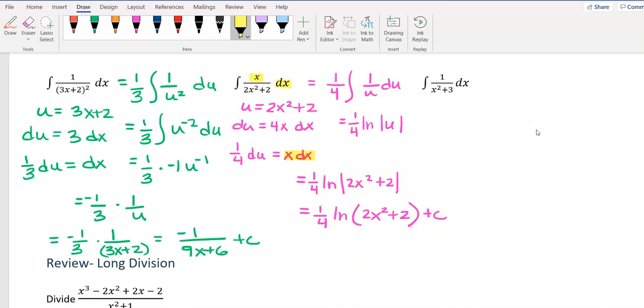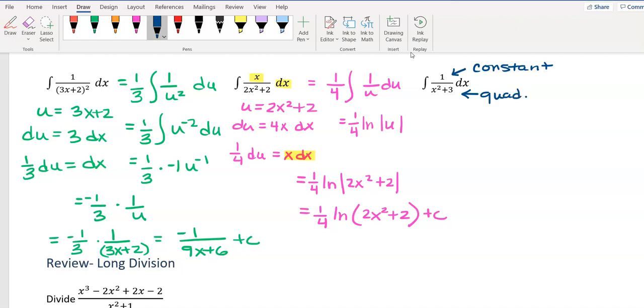So in this last one, it's not going to be a u substitution. Notice it has a constant up top. So this 1 here is a constant. And this bottom here is a quadratic.